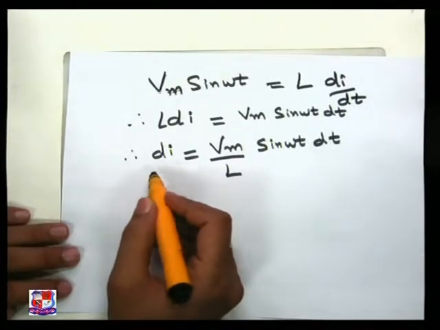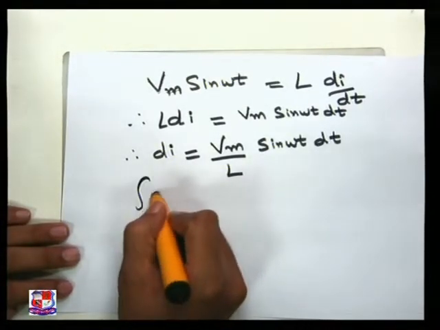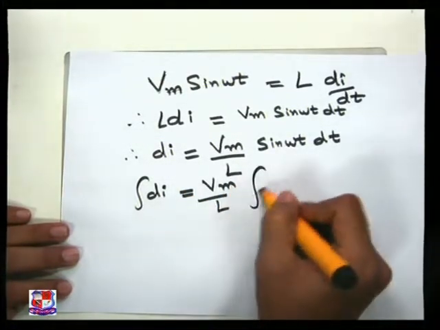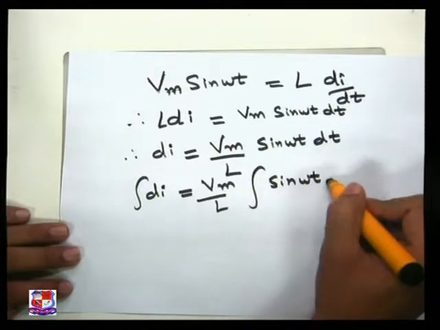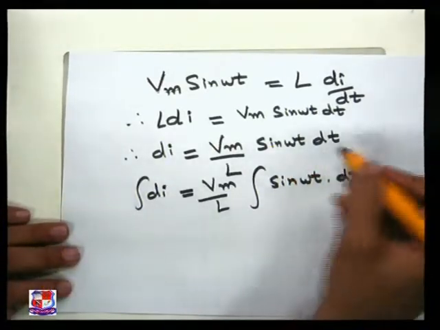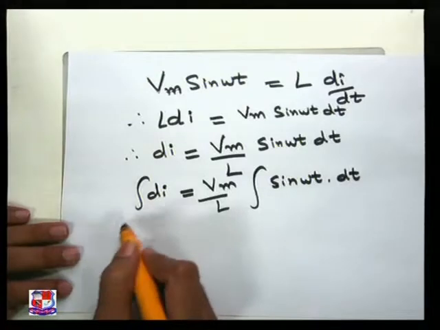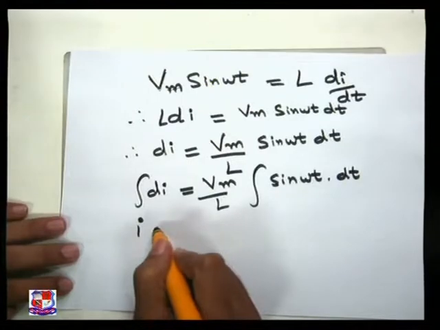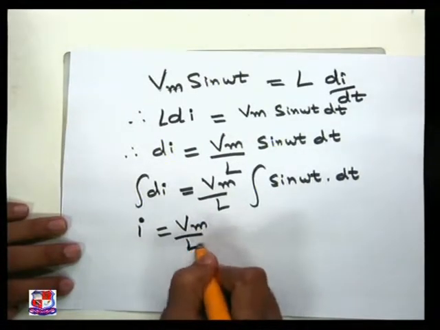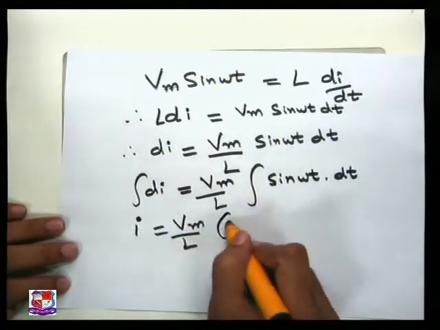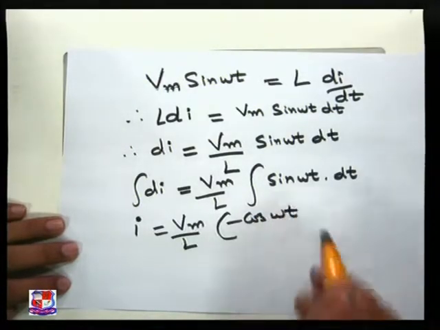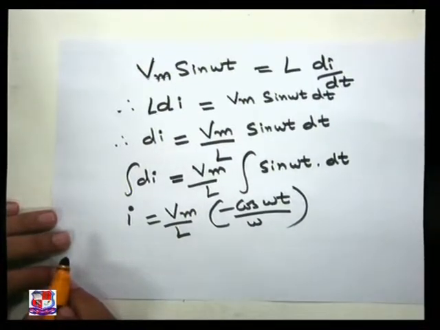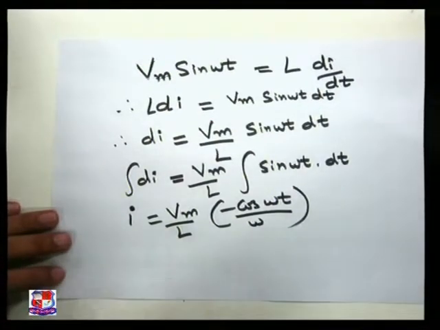Now if you integrate this equation, what will you get? Integration of di equal to Vm by L, which is constant, times integration of sin omega t dt. Integration of di will be i, and integration of sin omega t is minus cos omega t divided by omega, right? And the integration constant we are not taking, we are considering it as 0, right?